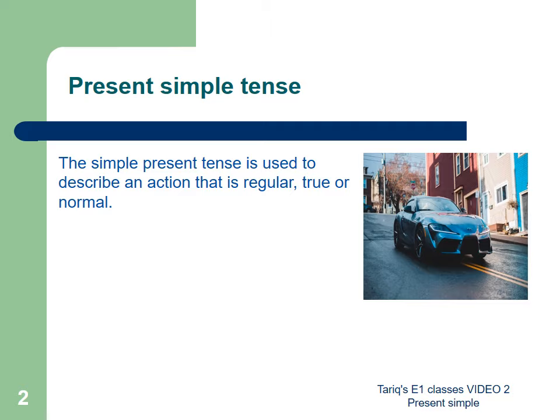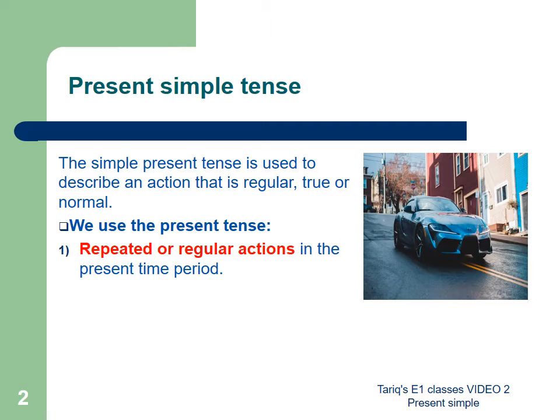We use the present simple to talk about actions which are regular, true or normal. We use the present simple tense for repeated or regular actions in the present time period. I always travel to college by car.